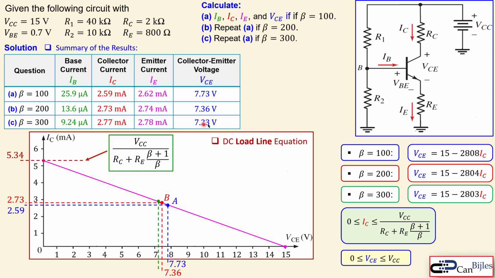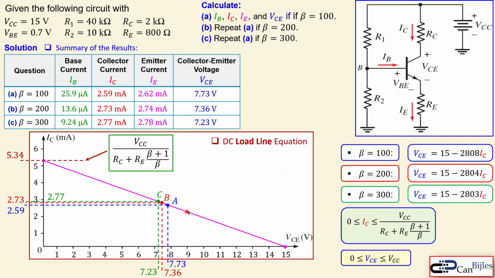And for the green part, it is the final one for beta at 300. You can see that this green dot is now appearing there with these dashed lines for the X and Y values. You will get 7.23 volts for the VCE, and the collector current is 2.77 milliamps, which is shown here, and that's this one.